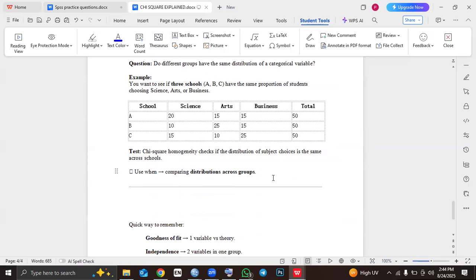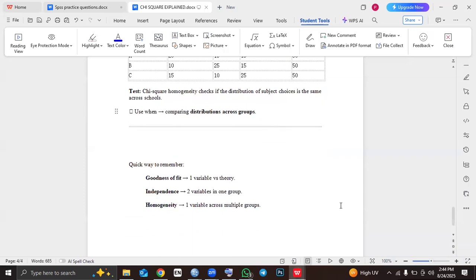So, our chi-square test of homogeneity is going to check if the distribution of subject choices is the same across all the schools. So, we use the chi-square test of homogeneity if you are trying to compare distributions across groups.